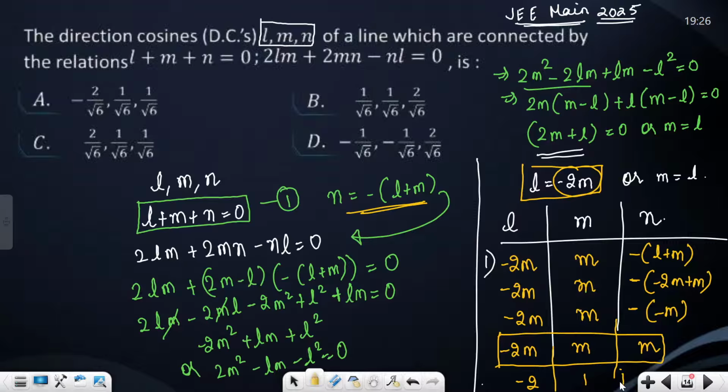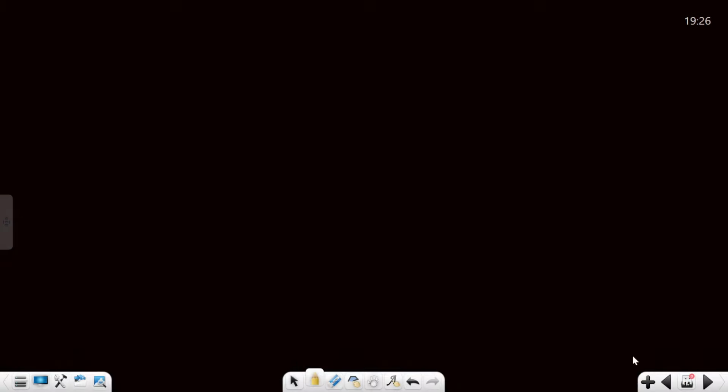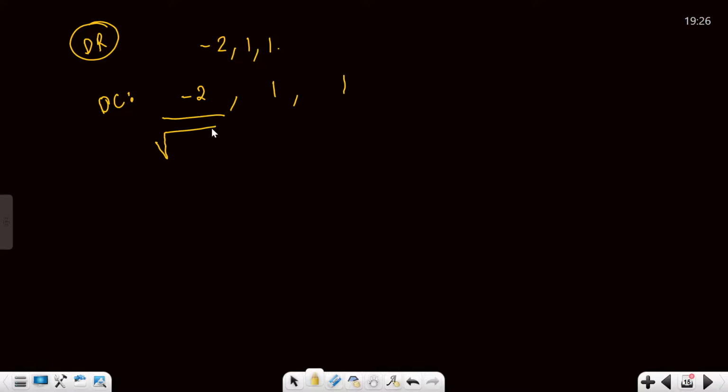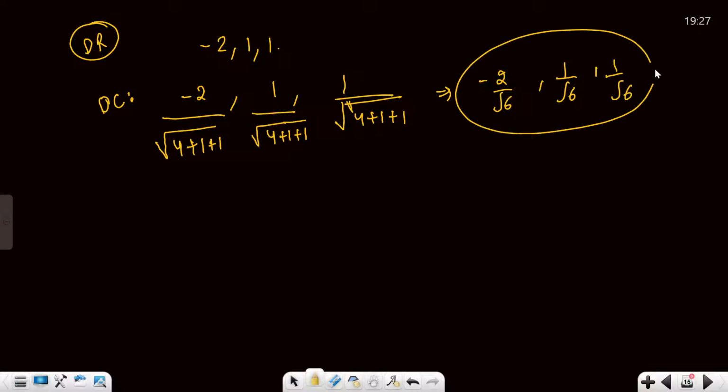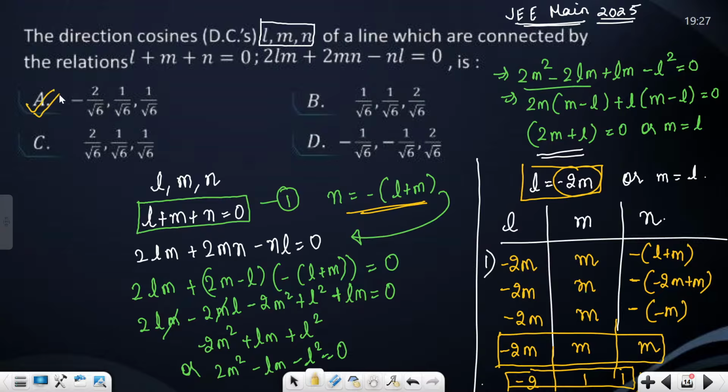Yes, minus 2 comma 1 comma 1. Now this is actually the direction ratio you are getting. If you want to get the direction cosines, first of all you have to figure out the magnitude. So you have to divide everything by square root of 4 plus 1 plus 1. So this is minus 2 by root 6, comma 1 by root 6, comma 1 by root 6. This is a set method to solve such questions. So option A is absolutely correct.